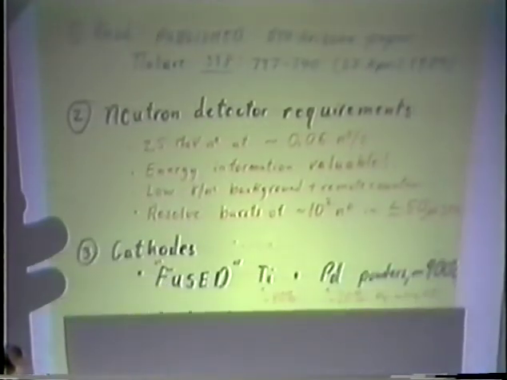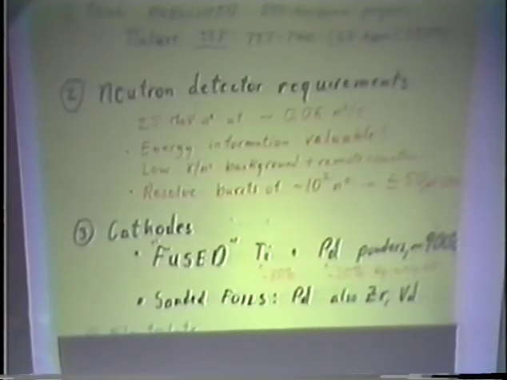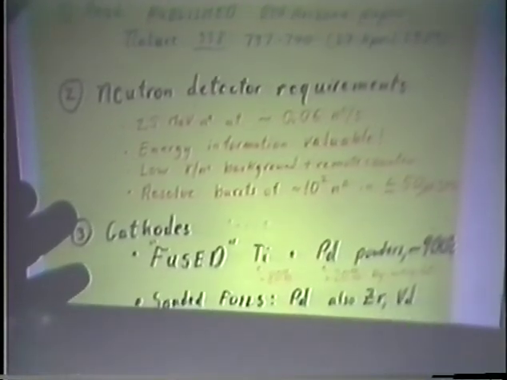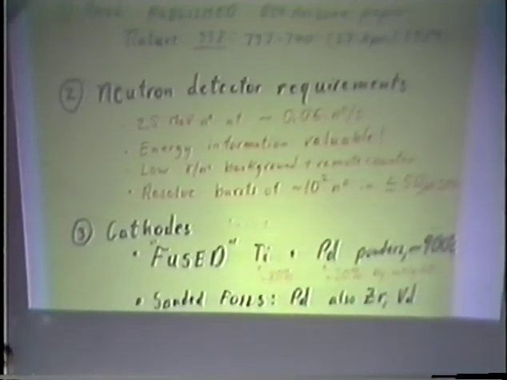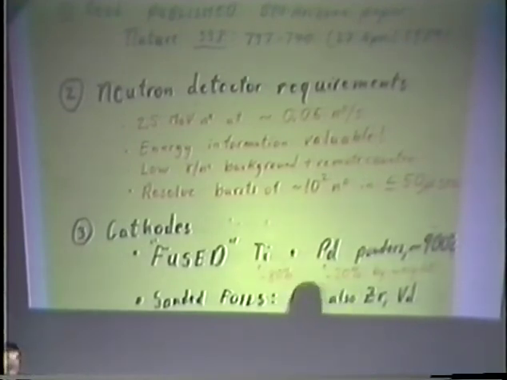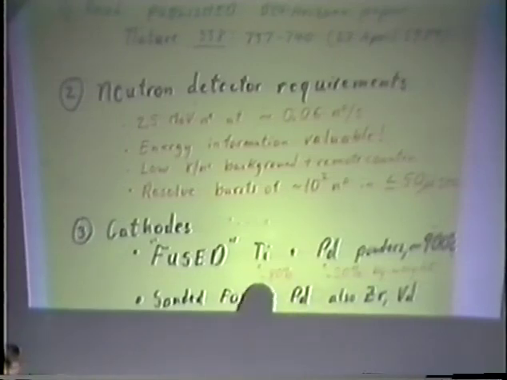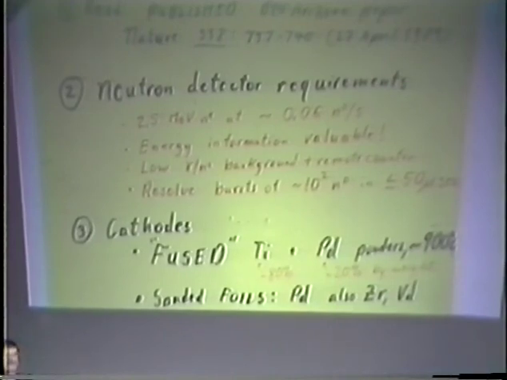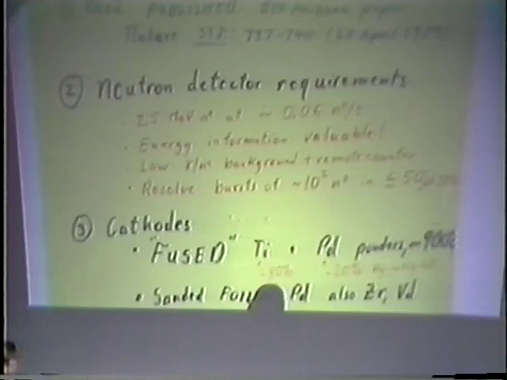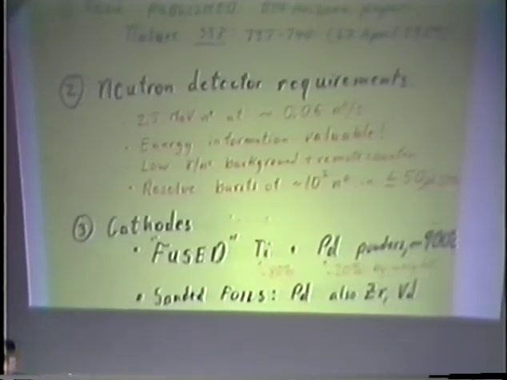All right, cathodes, here we go. Our cathodes, as described in the paper, are fused titanium. And let me start with titanium. What we've been using up at Los Alamos the last while is this type of a mixture. We take titanium and palladium powders and sinter them or fuse them at 900 centigrade, roughly 80% by weight of titanium, 20% by weight of palladium.